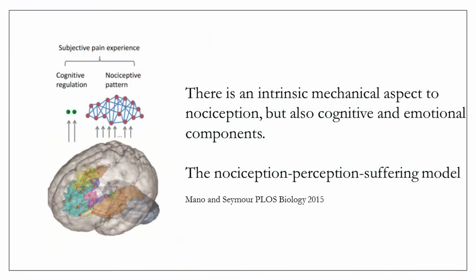So as we think of it, there is certainly a subjective pain experience that arises both from the nociceptive pattern of signaling as well as the cognitive regulation of those signals. So there's an intrinsic mechanical aspect to the nociception, but there are cognitive and emotional components as well. This is frequently described as the nociception, perception, suffering model, suffering which links pain to the emotional experience of pain.